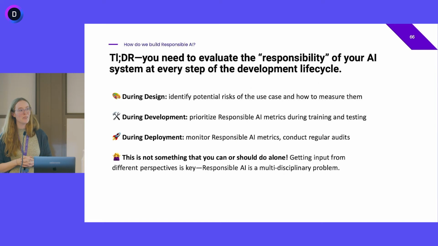So the TLDR from that section of the talk, the end of part one: during design, during development, and during deployment, there are specific responsible AI things that you need to do. And the most important point that I want to hammer home is that this is not something that a data science team, that a technical team can or should do alone. This is a multi-stakeholder, multidisciplinary problem. There are a lot of really hard questions that you're going to have to answer during this process, and you need to be bringing in not only diverse stakeholders from your own organization, but also from regulators, from impacted populations. You need to be getting a diverse set of perspectives to solve these problems.